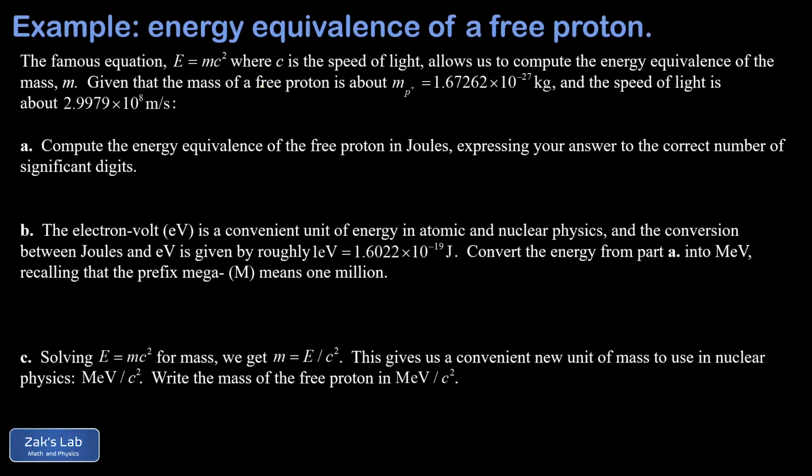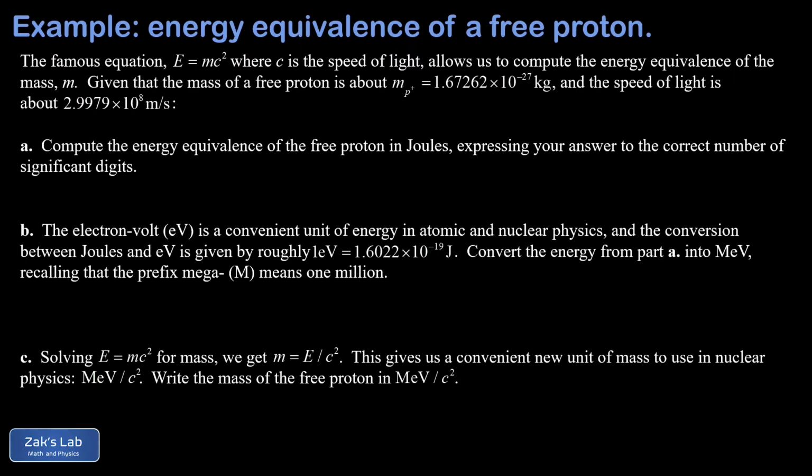In this video, we're going to use the famous equation E equals mc squared, where c is the speed of light, to compute the energy equivalence of a free proton. We're given that the mass of a free proton is about 1.67262 times 10 to the negative 27 kilograms, and we're given the speed of light to 5 significant digits as 2.9979 times 10 to the 8th meters per second.